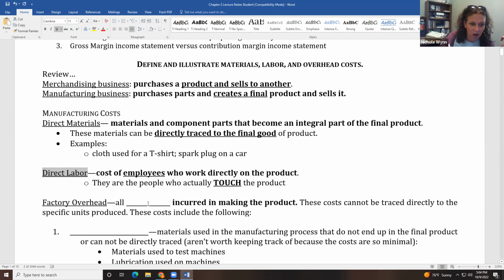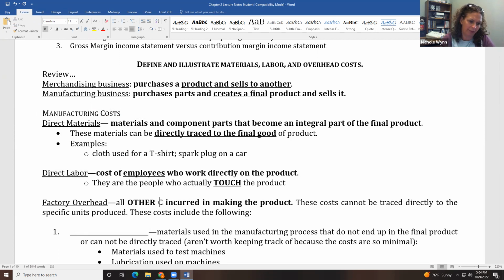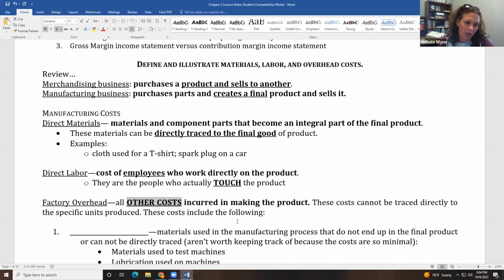And so overhead are all other costs incurred in, and I'd actually like you to highlight this or something to make this word seem very important, in making the product. So overhead is not the president of the business or the marketing team, because they do not make the product and their costs are not involved in making the product. So all other costs incurred in making the product.